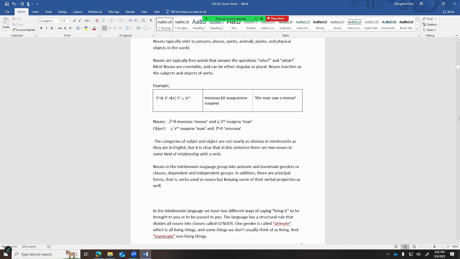The categories of subject and object are not nearly as obvious in the Inaniman language as they are in English, but it is clear that in this sentence there are two nouns and some kind of relationship with the verb. Nouns in the Inaniman language group into animate and inanimate genders or classes, dependent or independent groups. In addition, there are principal forms, that is, verbs used as nouns but keeping some of their verbal properties as well.